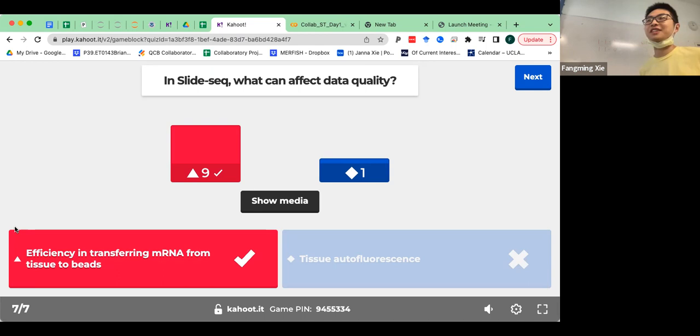So the second answer, tissue autofluorescence, is more of a problem with imaging-based methods. For MERFISH, you want to detect your signal from mRNAs, but if you have tissue autofluorescence from other things, lipids, proteins, that smear around and pollute your visual photos, that will affect your data quality, but not for this one.